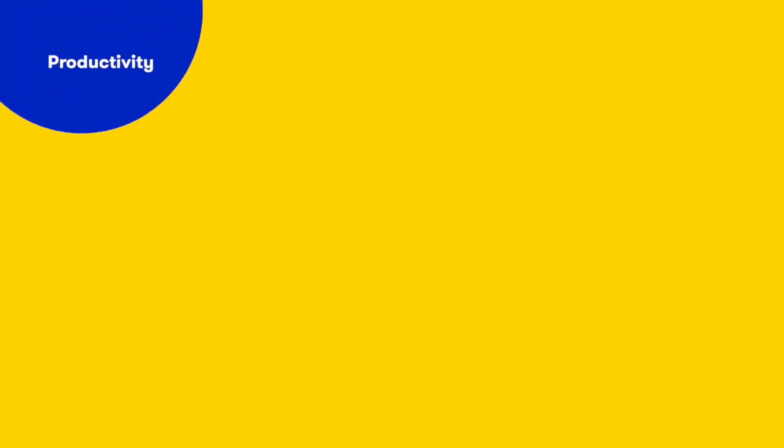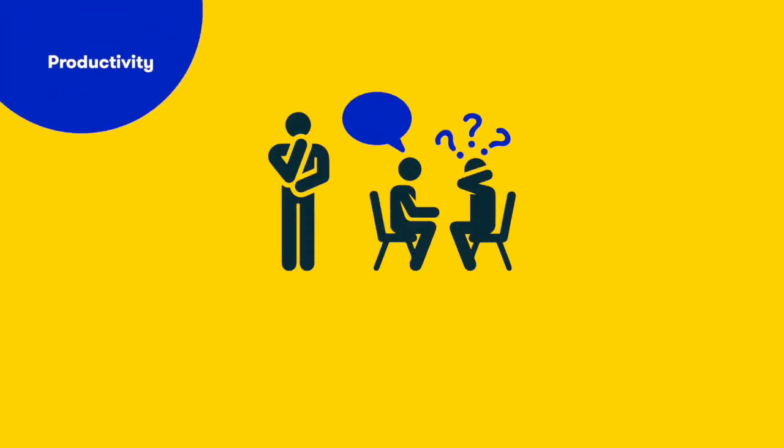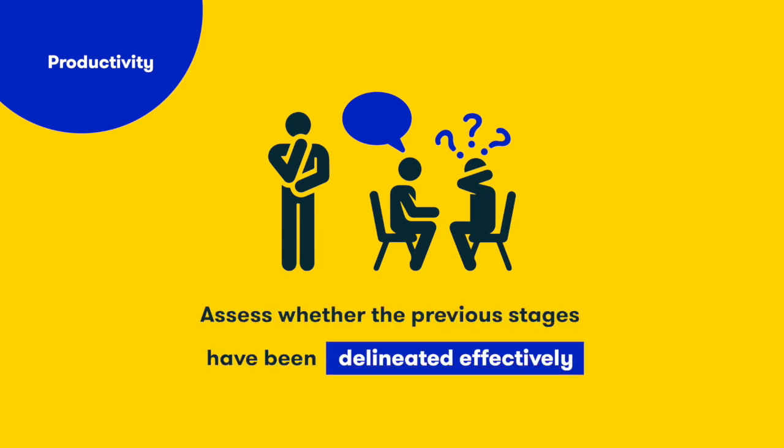The fifth stage of development is productivity. In order to maximize productivity, you need to assess whether the previous stages have been delineated effectively. Have you dealt with the previous stages to your best ability? You might find that you need to revisit previous stages in order to increase productivity.